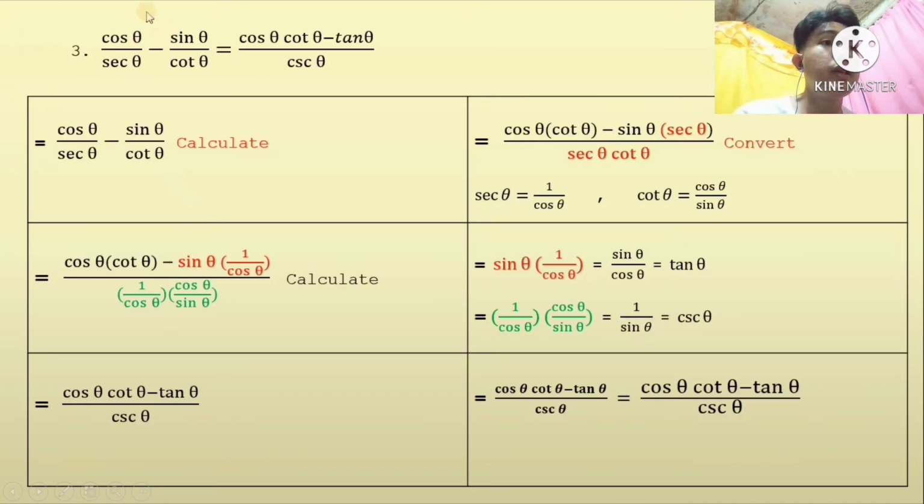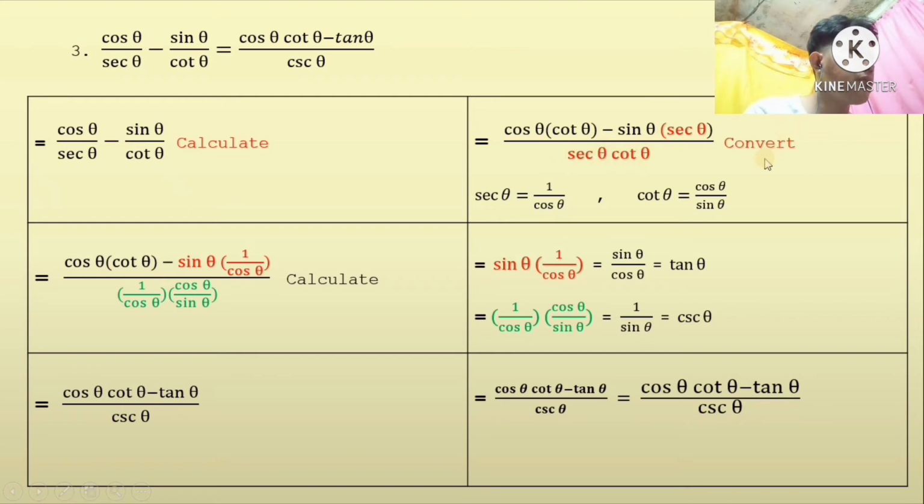So let's prove number 3. Cosine theta over secant theta minus sine theta over cotangent theta is equal to cosine theta times cotangent theta minus tangent theta over cosecant theta. So calculate. Let's use the left hand side. Combine: it will become cosine theta times cotangent theta minus sine theta times secant theta over secant theta times cotangent theta.